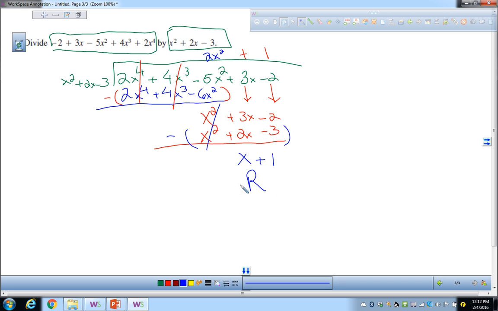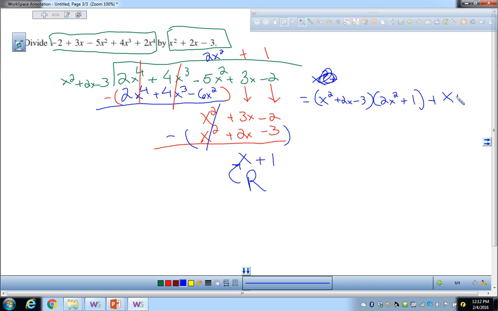So this is R. So then you can rewrite this big thing as equals x squared plus 2x minus 3 times 2x squared plus 1 plus what?